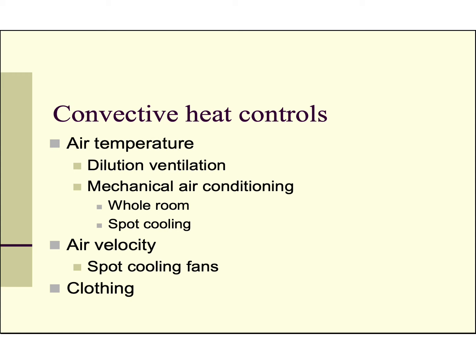Clothing is another obvious way to control convective heat transfer. If the air is cold, we put on more clothes, and if the air is warm, we take off clothes. This can all be figured quantitatively. There's something called the CLO, C-L-O, which is a unit of clothing insulation, but I don't want to go into that detail, so we'll just consider the common sense approach of more clothing equals less convective heat transfer.